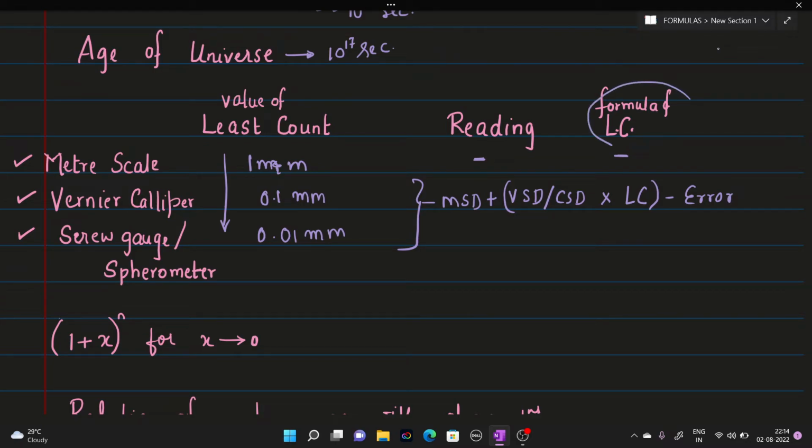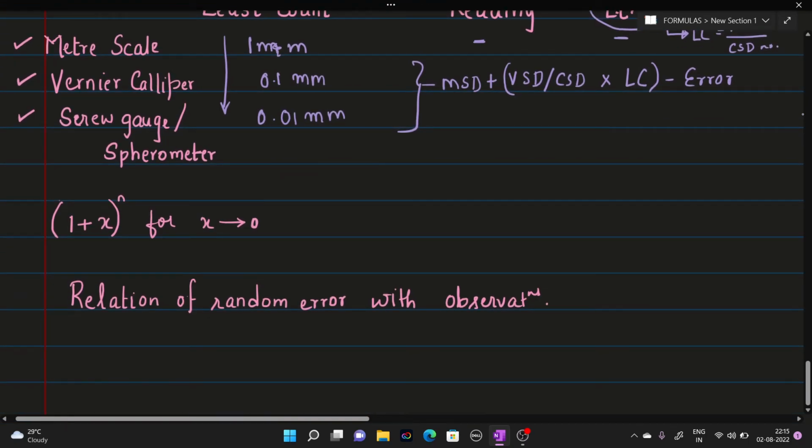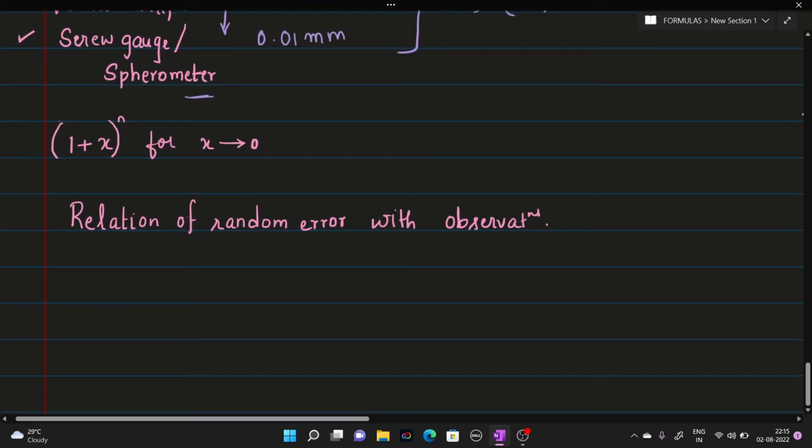For the formula of the least count, for vernier caliper the least count is nothing but main scale division minus vernier scale division. Next, for screw gauge, least count will be main scale division divided by the number of divisions present on the circular scale. So these were the two formulas. This is for vernier caliper and this is for screw gauge. Screw gauge is also known as spherometer in case the term is interchanged.